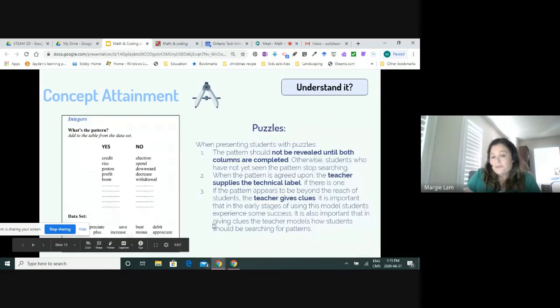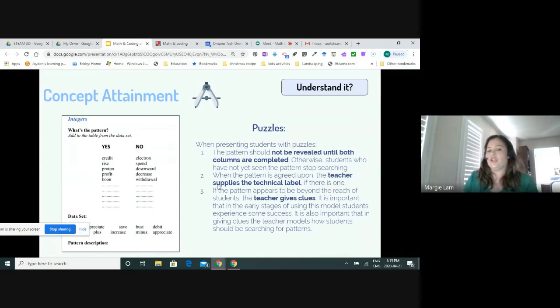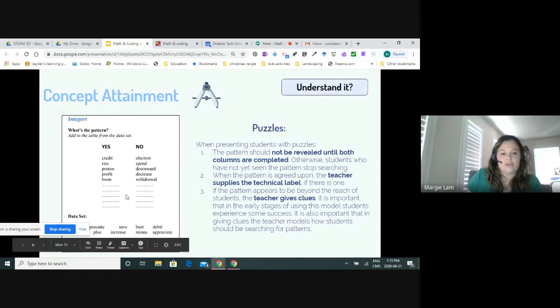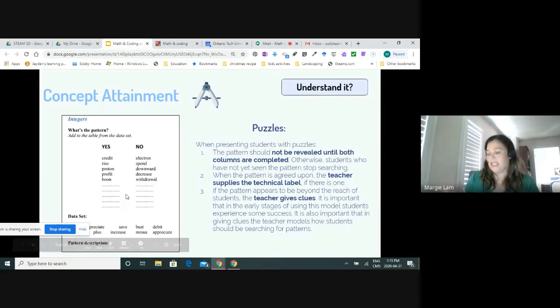There are some key features of using this sort of example. You want to make sure that you don't reveal it too soon, and the teacher should always supply the technical label. I really feel that's important, because when it comes to any summative assessments, you want to make sure that you have described it appropriately. So the pattern description at the bottom should be something that the teacher has described.